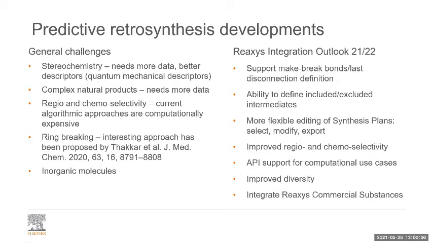Defining those commercial substances or building blocks is important because they act as top criteria. In the Reaxys commercial database, we have approximately 50 to 60 million commercial substances. So integrating that into retrosynthesis will definitely further enhance the performance of predictive retrosynthesis.